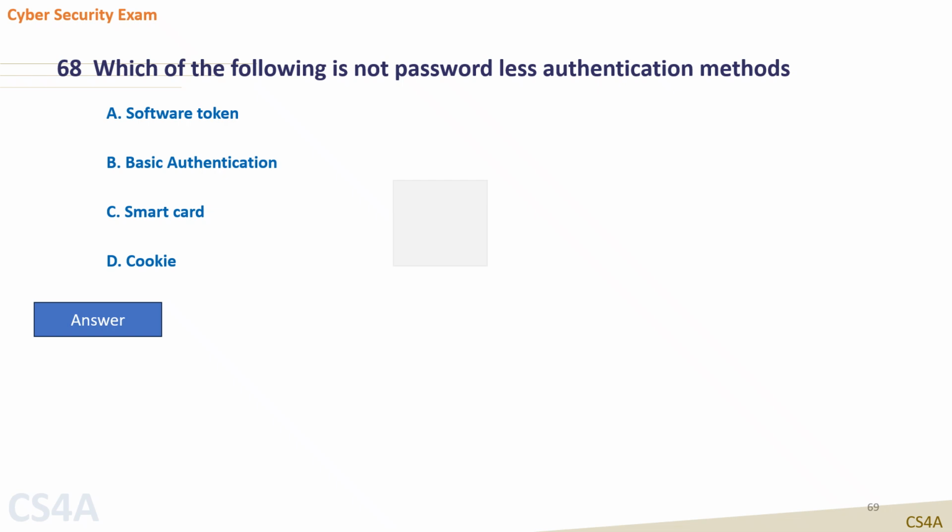So here the question is, which of the following is not a passwordless authentication method? The software token is a passwordless authentication method, because we are not sending the username and password for each and every request. The first time we authenticate and get the token, and in the subsequent calls we use the token. So there is no password involved. Basic authentication, that's the correct one, because in basic authentication we use username and password for each and every request. Smart card and cookie are the same; there also a password is not involved. So option B is the correct one.